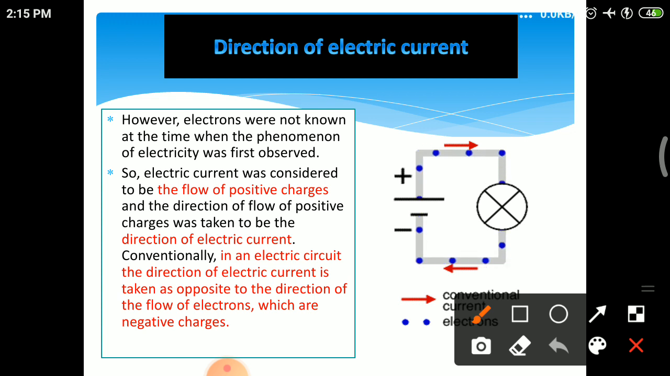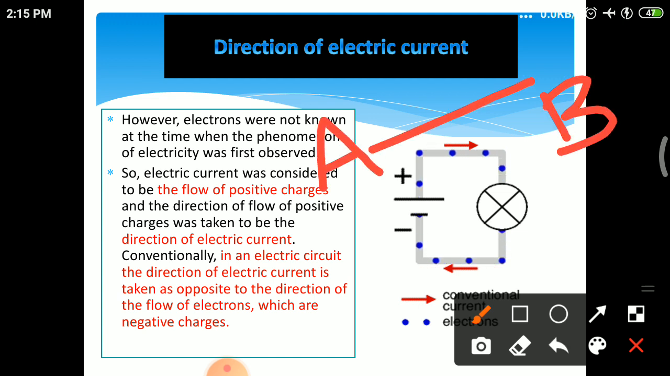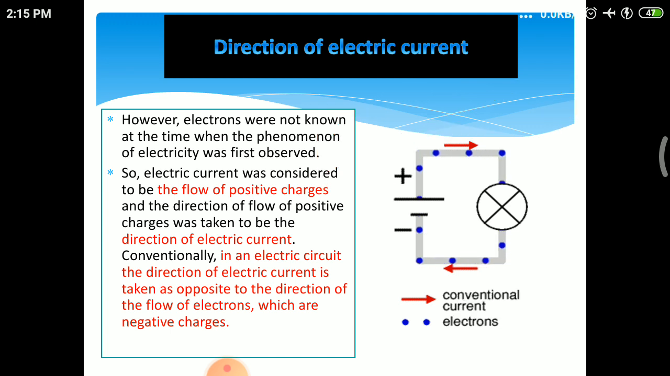Maybe the electrons flow from A to B. The electrons are moved from A to B. So the current direction is B to A. It is opposite to the flow of electrons. If the electrons flow from B to A, what is the direction of electric current? The direction of electric current is A to B, that is opposite to the flow of electrons. So that current is called conventional current.